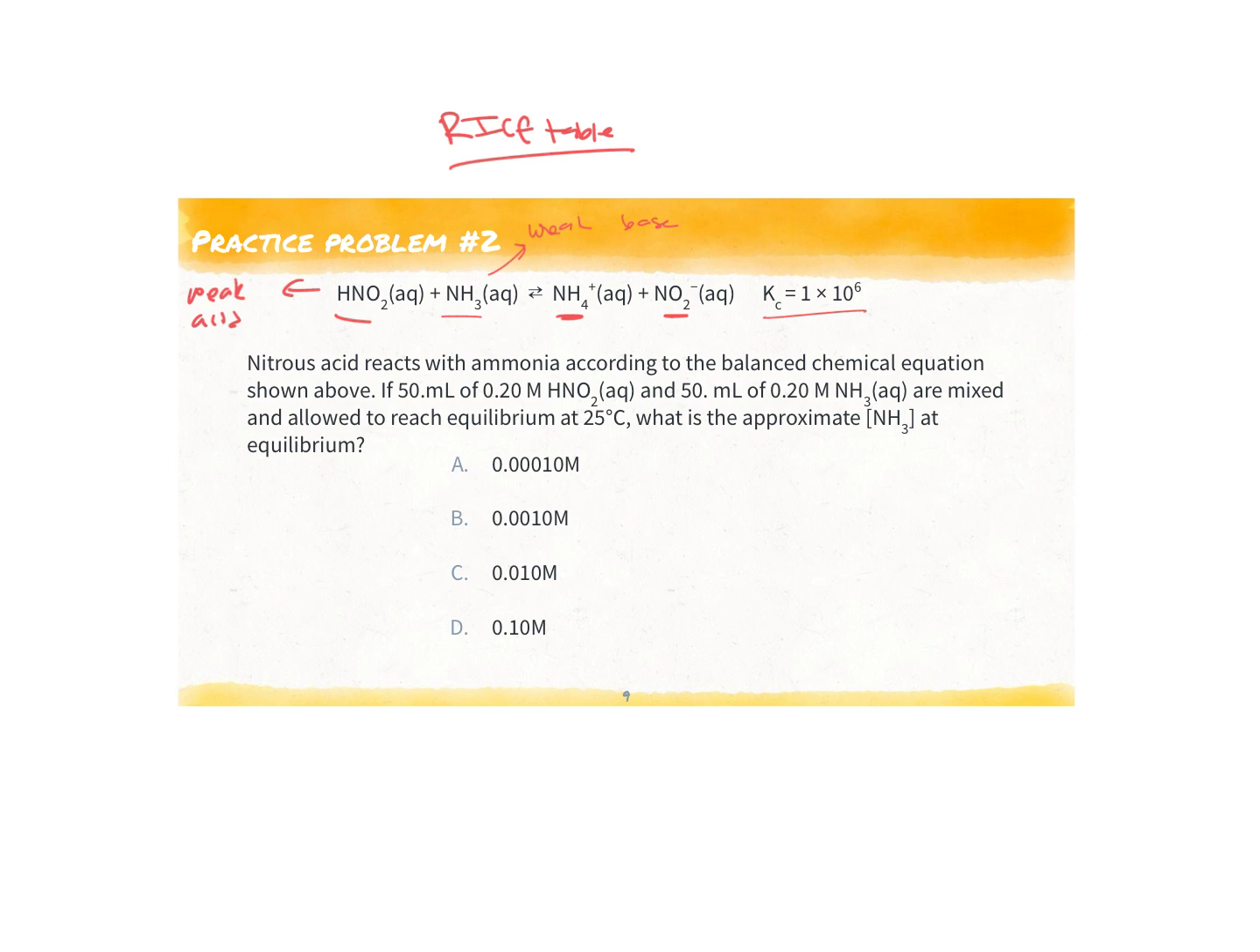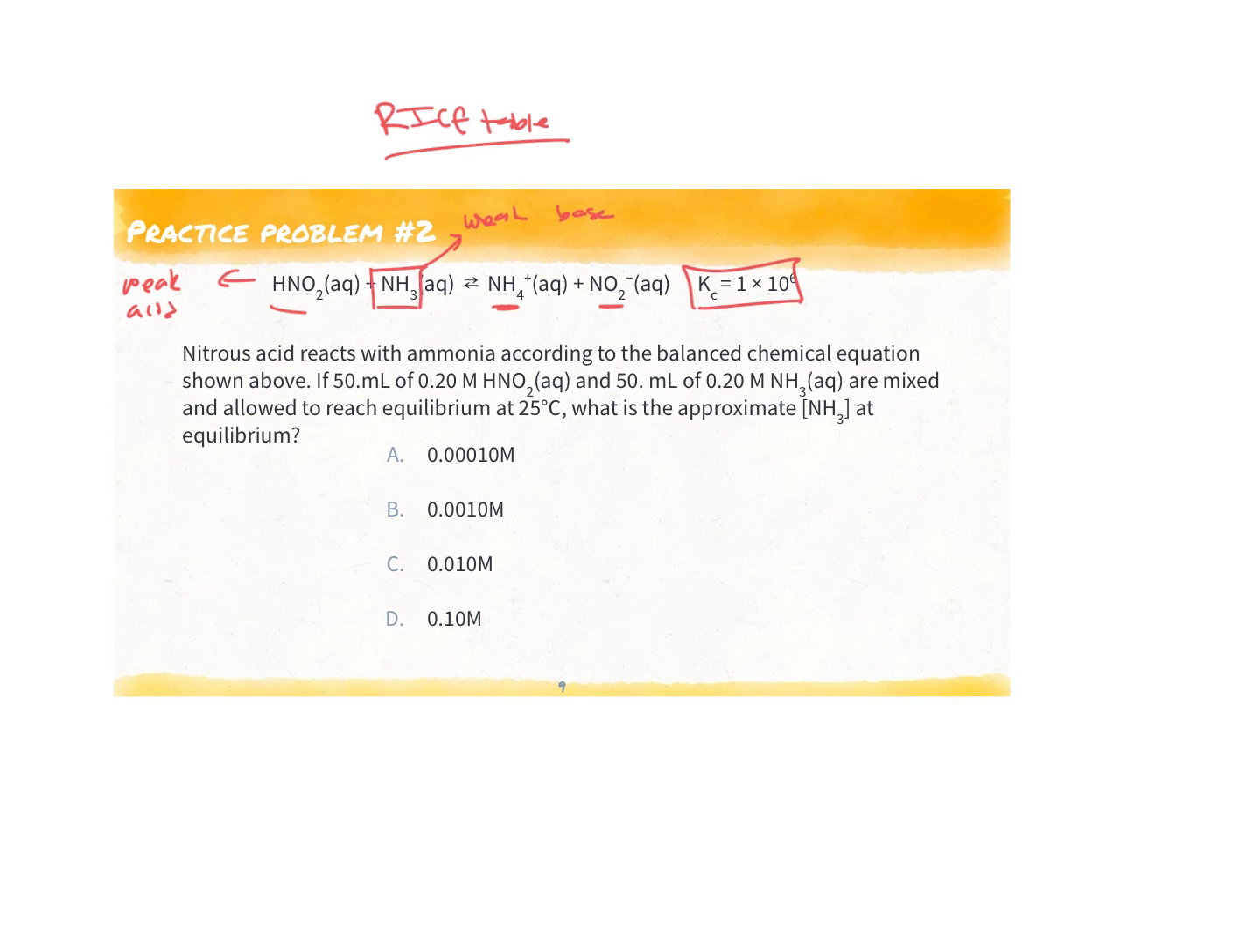Right, weak acid, weak base, immediately think Rice table, they're at equilibrium. We're given a value for K. We can calculate some things here. So we're asked, what's the concentration of NH3? Well, first thing you need to think about here is not actually the Rice table, but it's just the dilution, right? Because we've added these together, and so we've diluted them to some degree.